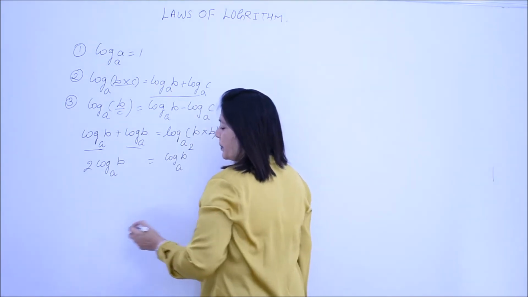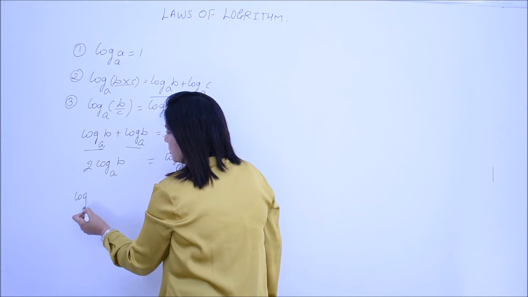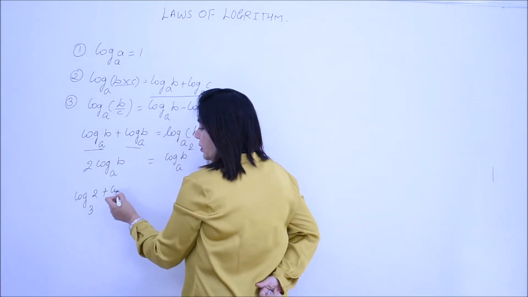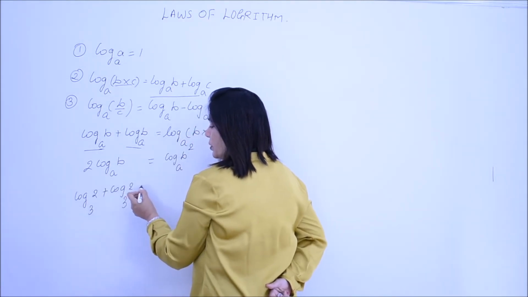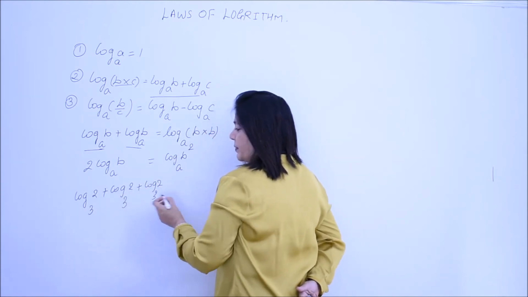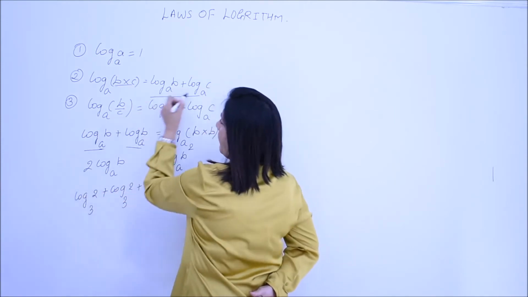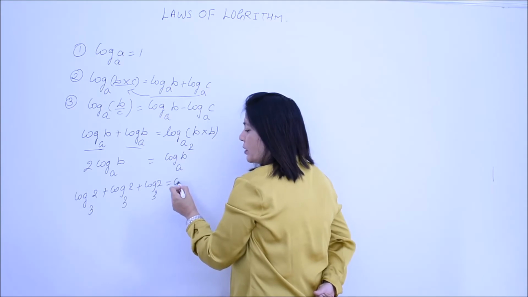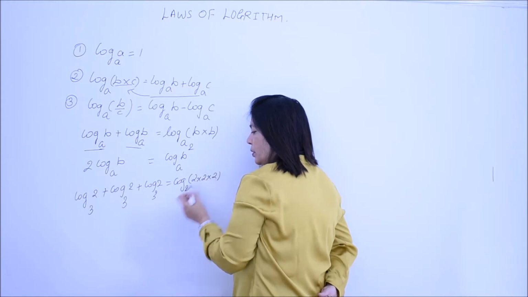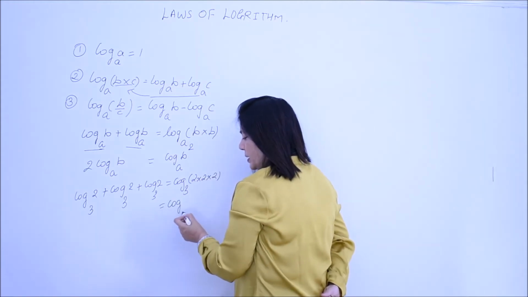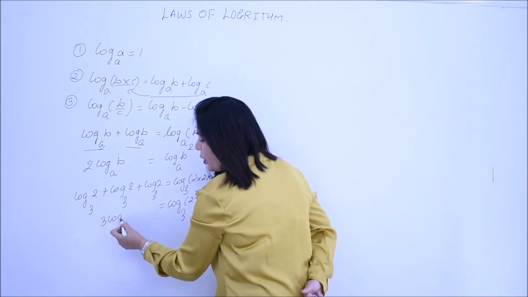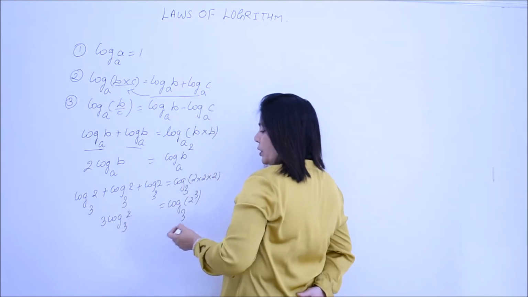Now let's check one more example. If I take base as 3, and 2, again log to the base 3 of 2, log to the base 3 of 2, log to the base 3 of 2. So I am adding this 3 times, but I know addition means multiplication. So I can write this as log to the base 3 of 2 into 2 into 2. So I get log to the base 3 of 2 cube, which is equal to 3 times log to the base 3 of 2. So what do we observe here?